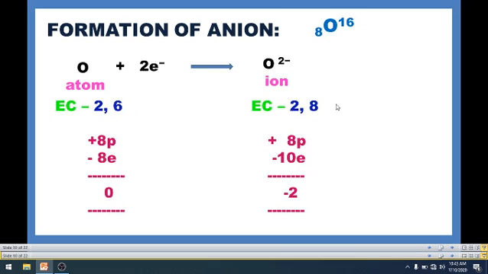One more example we will see now. Oxygen. The electronic configuration of oxygen is 2, 6. It has 8 protons and 8 electrons, so plus 8 minus 8 is equal to 0. The oxygen atom is electrically neutral. In order to have 8 electrons in its outermost shell, it needs to gain 2 electrons. Therefore, it gains 2 electrons. Now 8 electrons become 10 electrons. Plus 8 minus 10 is equal to minus 2. Oxygen attains 2 negative charges. So oxygen is converted into an oxide ion. It gains 2 negative charges.